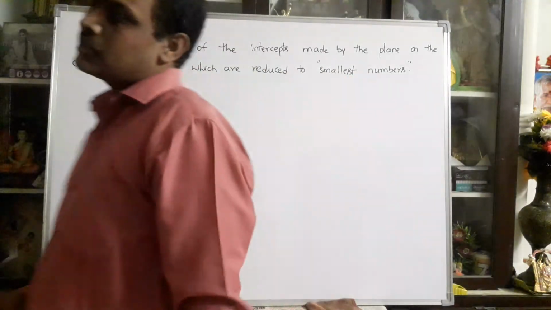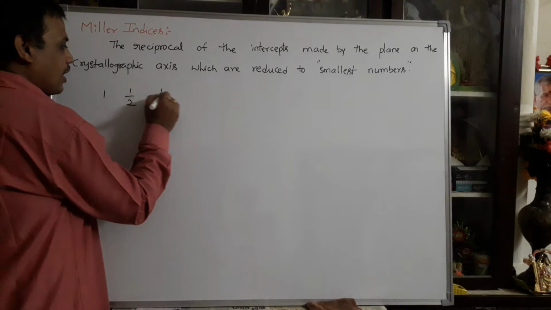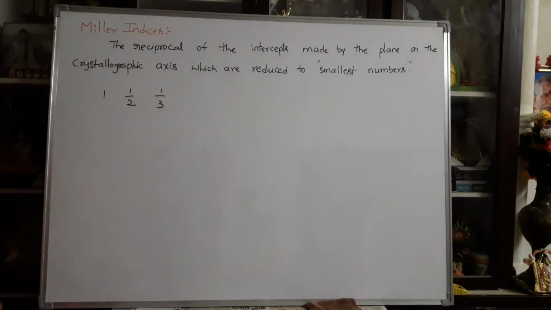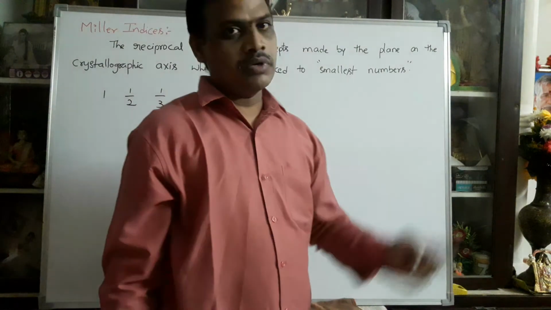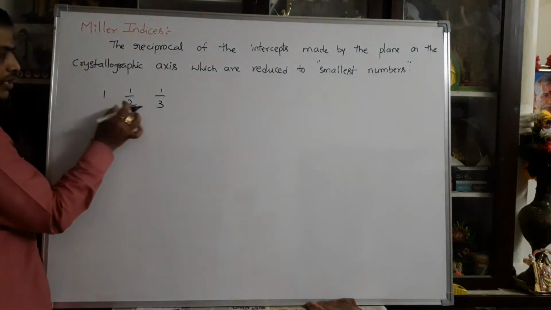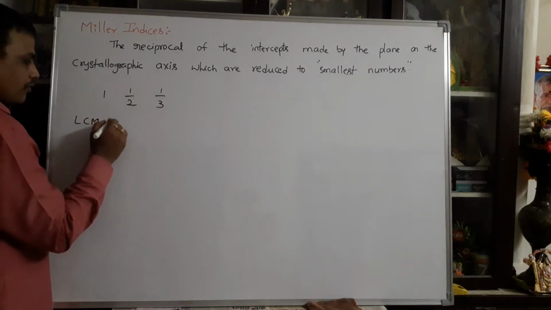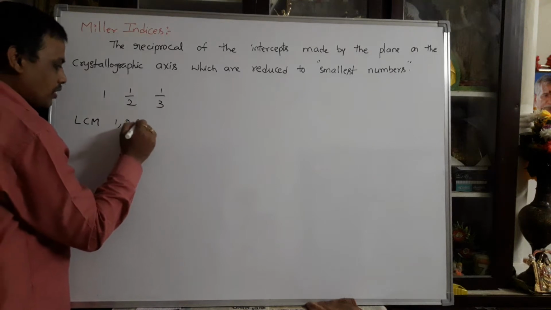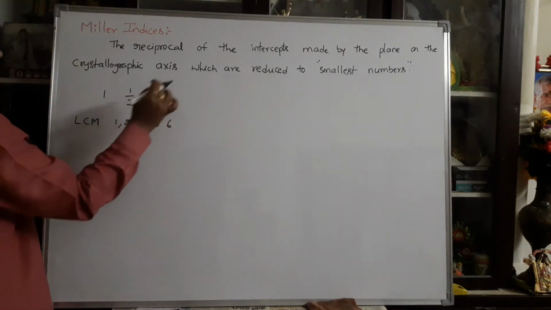Suppose you have the numbers 1, 1 by 2 and 1 by 3. The first is an integer, and these two are fractions. These three numbers must be converted into the smallest numbers, which we know from mathematics. First, take the denominator values and find the LCM. The LCM of 1, 2, 3 is 6. So you can convert these three numbers into the smallest numbers.